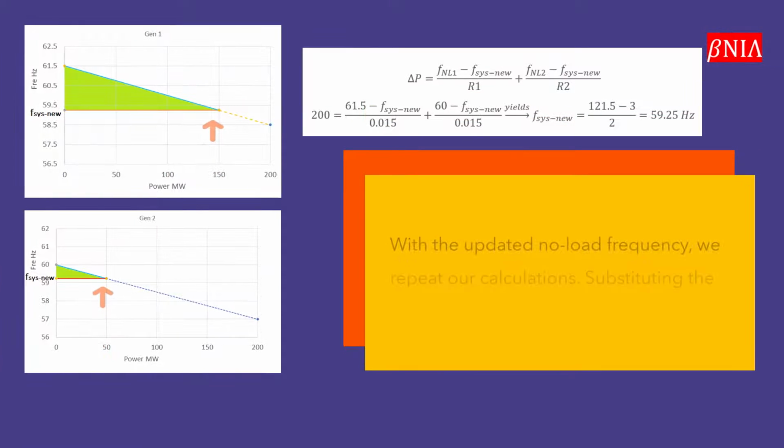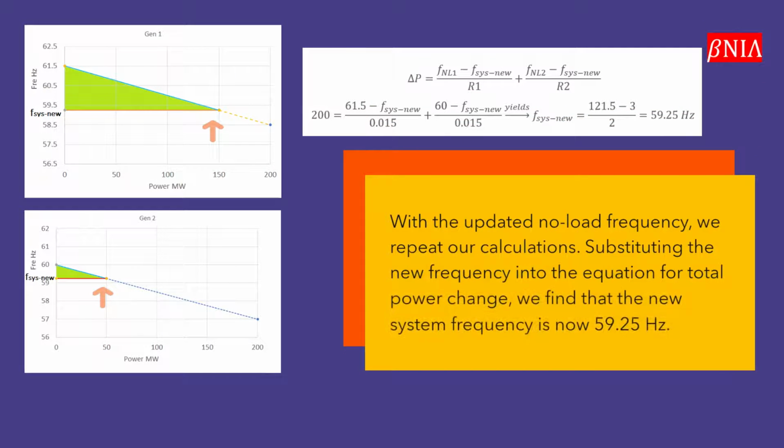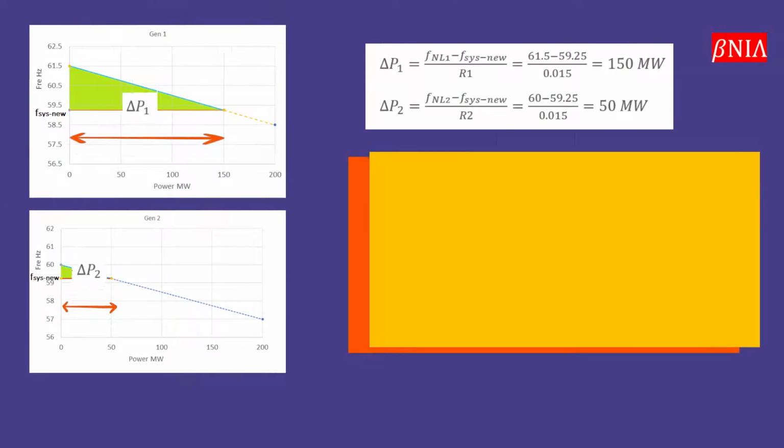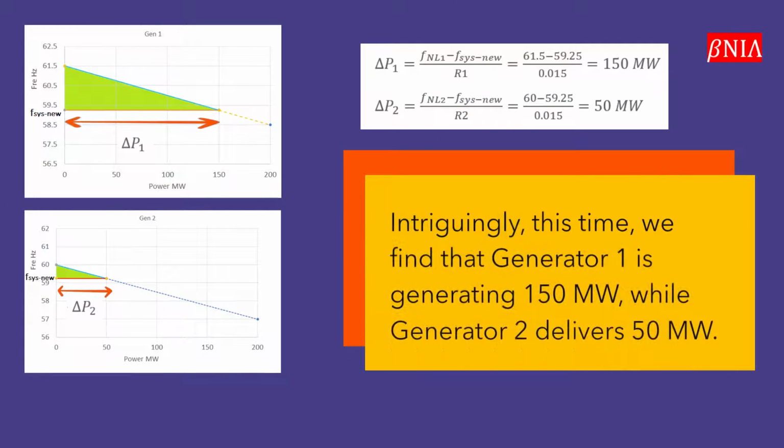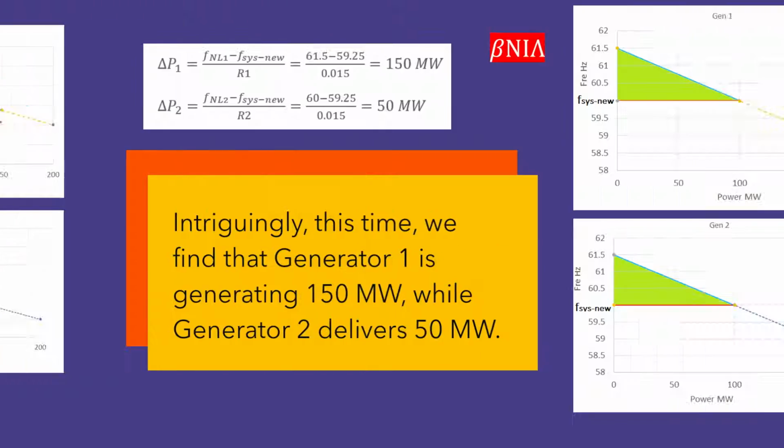With the updated no-load frequency, we repeat our calculations. Substituting the new frequency into the equation for total power change, we find that the new system frequency is now 59.25 Hz. Intriguingly, this time, we find that generator 1 is generating 150 megawatts, while generator 2 delivers 50 megawatts.